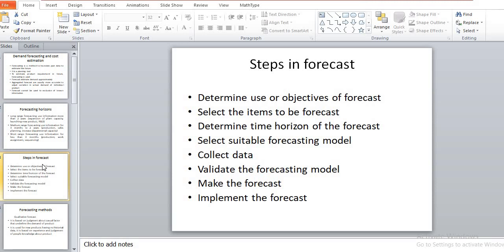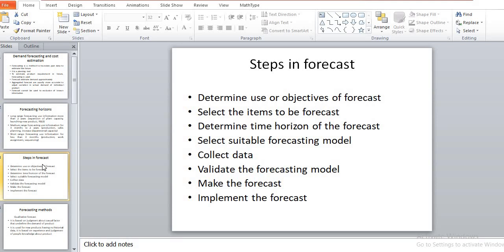First, we determine the objectives of the forecasting. Without determining the objective, or the aim of that particular forecasting, we cannot proceed further. So determination of a focused objective is required for the forecasting. The first step is to determine the focused objective of the forecast.